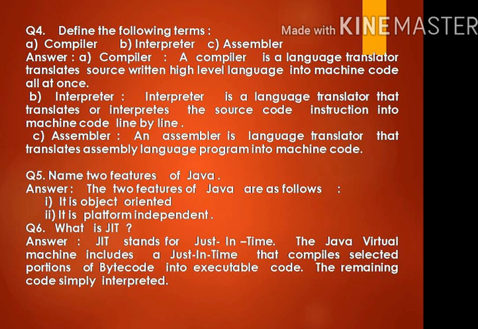Question number 6. What is JIT? Answer. JIT stands for just in time. The Java virtual machine includes a just in time compiler that compiles selected portions of bytecode into executable code. The remaining code is simply interpreted.